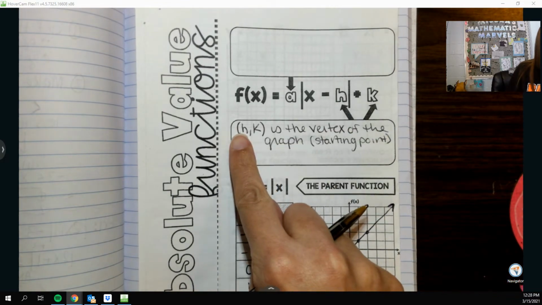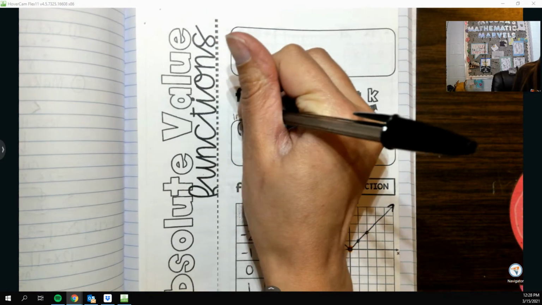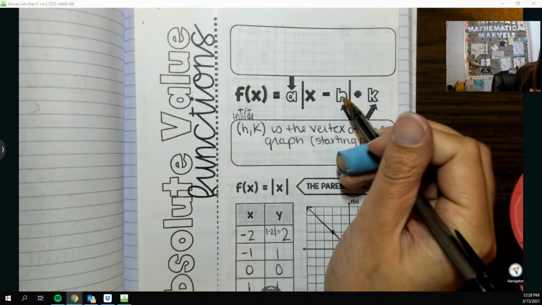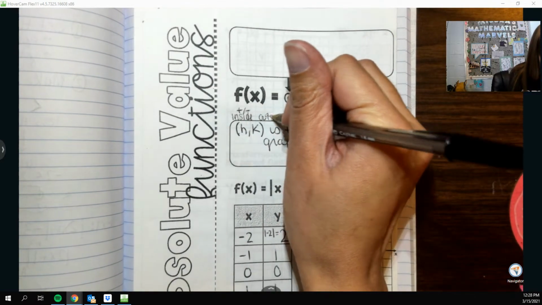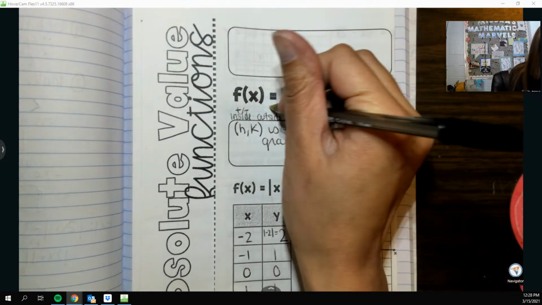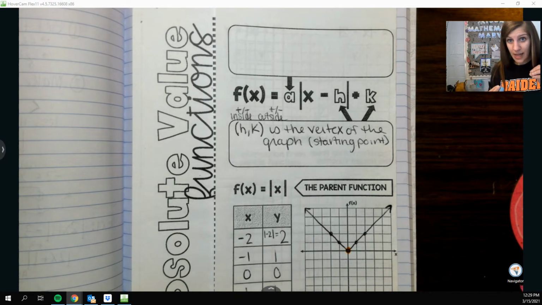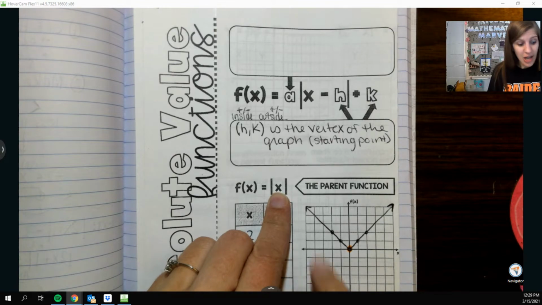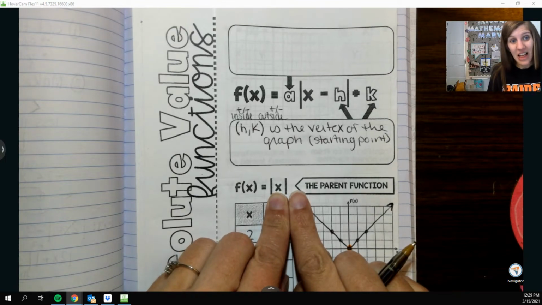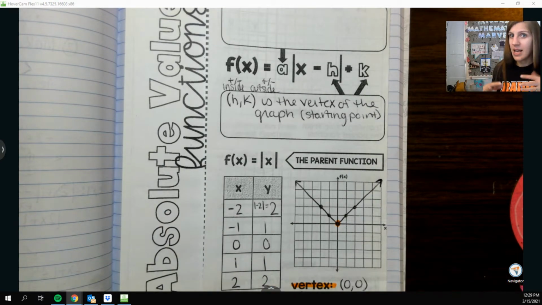So guys, notice that h is inside, being added or subtracted, so it's like inside the bars. K is outside the bars, also being added or subtracted. So your vertex always comes from an addition or subtraction. And since there's nothing being added inside here and nothing being added outside there, that's how I know that my vertex is 0, 0, because nothing inside, nothing outside, nothing as a number is 0.